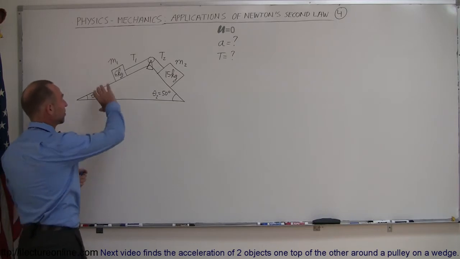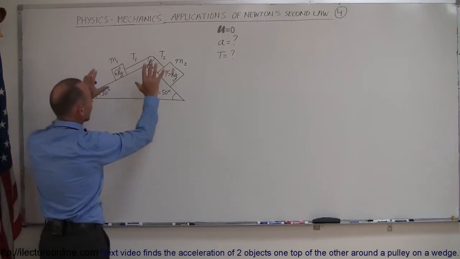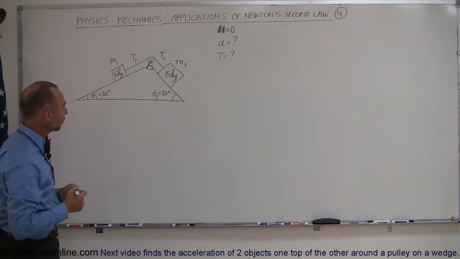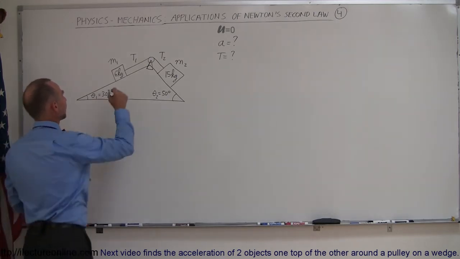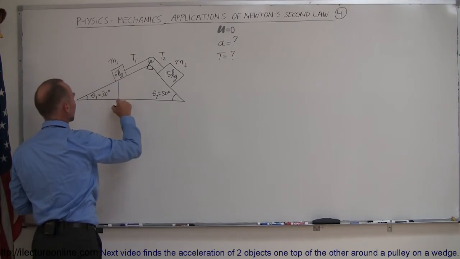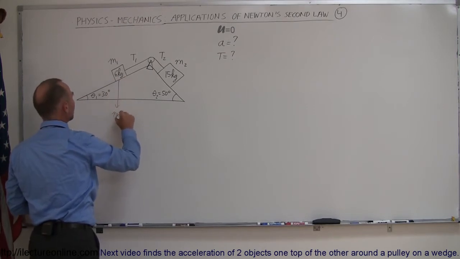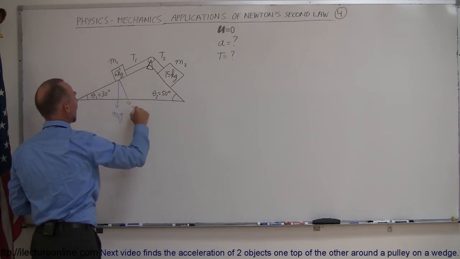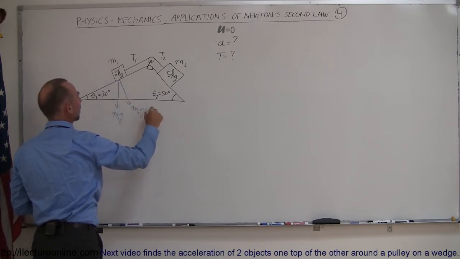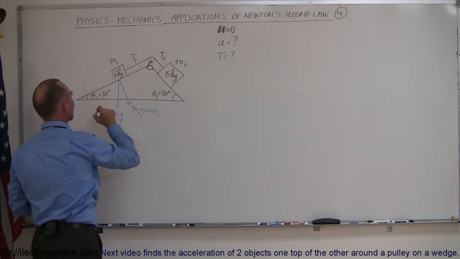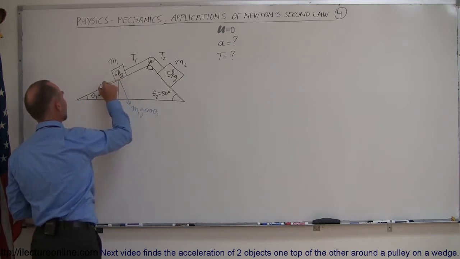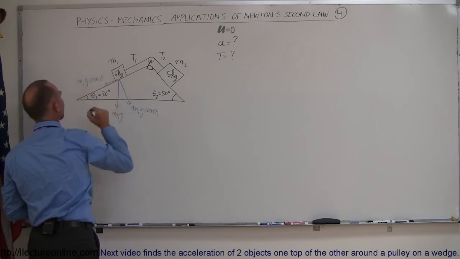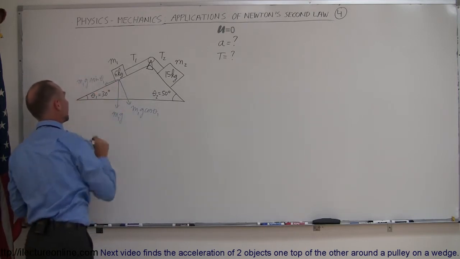And notice again, it's a system. These are two masses connected together, so you can look at it as a single system. We have to draw all the forces acting on the system. So we have the weight pulling straight down on this one right here. So this is m1g. Of course, we have the perpendicular component of that, which would be m1g cosine of theta 1, because it's this angle right here. And then we have the parallel component, which is m1g times the sine of theta 1.